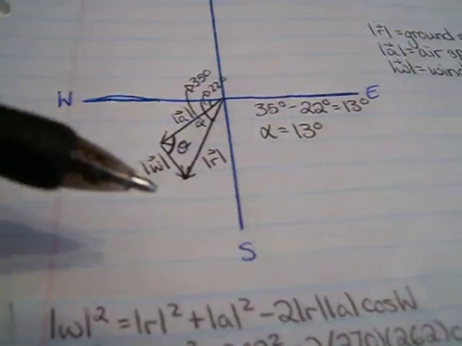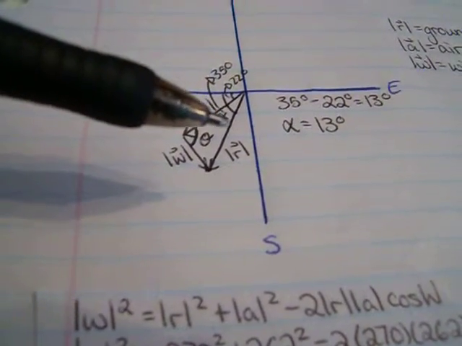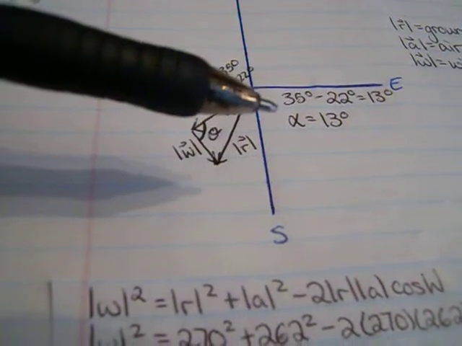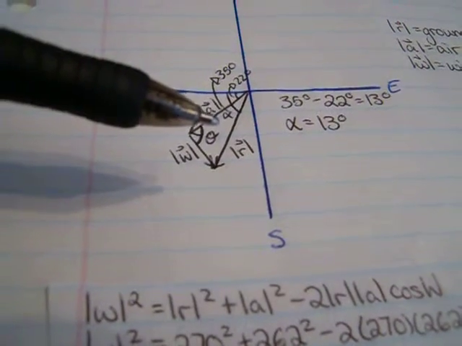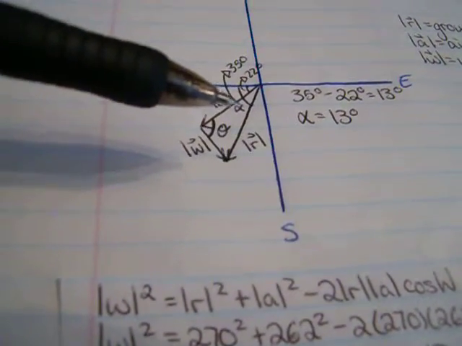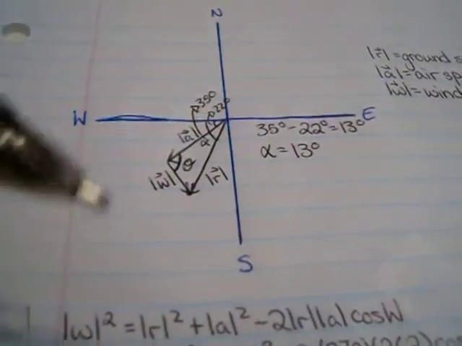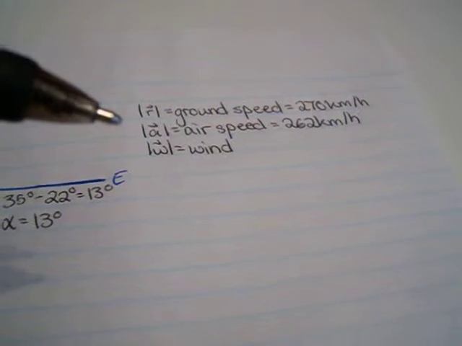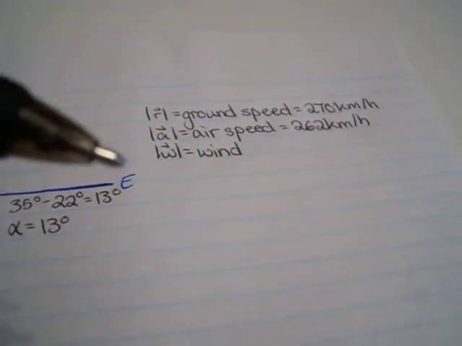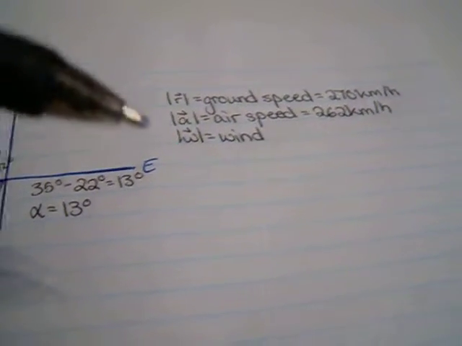then draw your resultant. So to find the angle in here, you take 35 and subtract 22 and you get 13 degrees because of the angles at which your two vectors are leaving the north, south, east, west coordinates. So over here I just did a little legend. So R is our ground speed, A is our airspeed, and W is our wind.